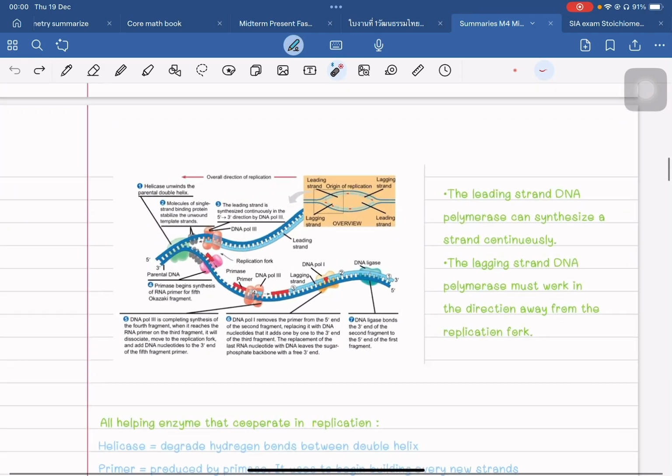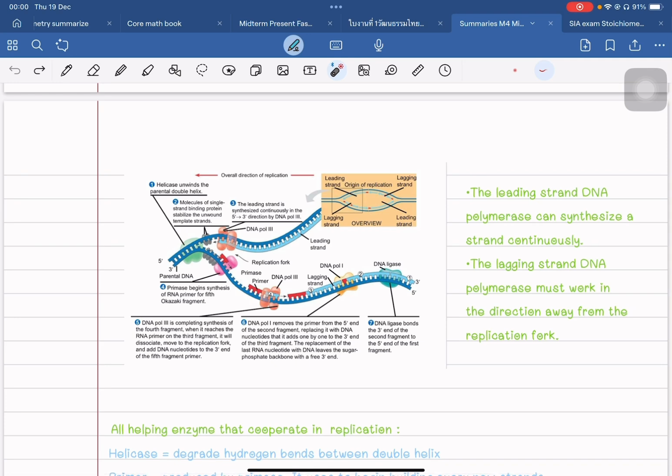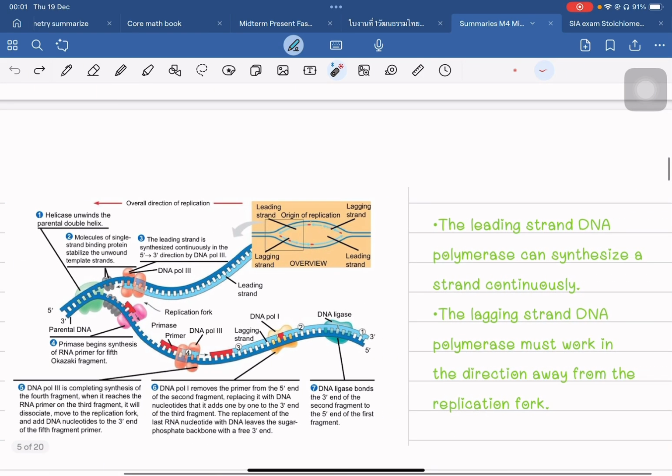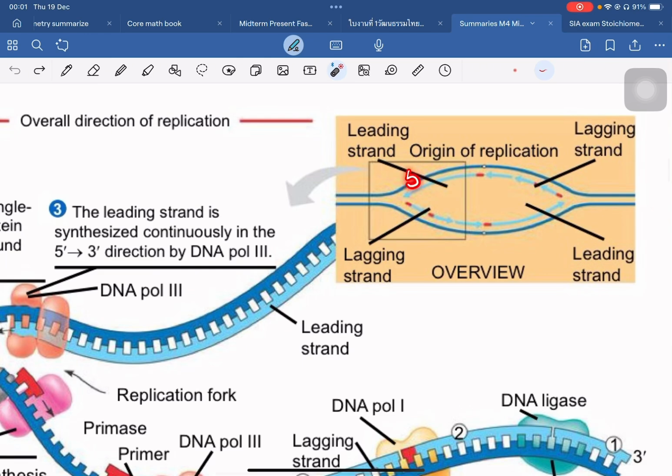Next, the leading strand's DNA polymerase can synthesize its strand continuously. Why? The lagging strand's DNA polymerase must work in the direction away from the replication fork. So as I say that, the new strands, the copy strands, have to go from 5 prime to 3 prime. So this is the start. In the leading strand, the start is 5 prime already, so it can continue to 3 prime.